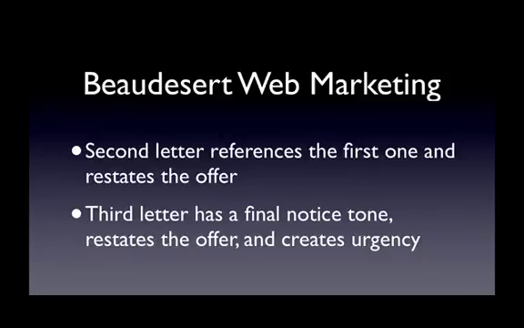The second letter just references the first letter and restates your offer. So it reminds them. You might include some additional benefits. You might even add a bonus in there if they take you up on it now. And then the third letter has a final notice tone. You don't want to be too heavy-handed with it, but just mention that this is the last time they're going to get it. They're going to miss out. It's going to expire in a few days. You restate the offer and create some urgency.